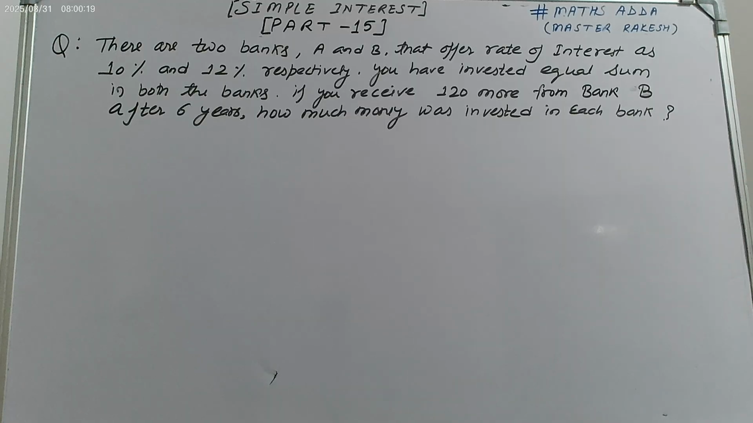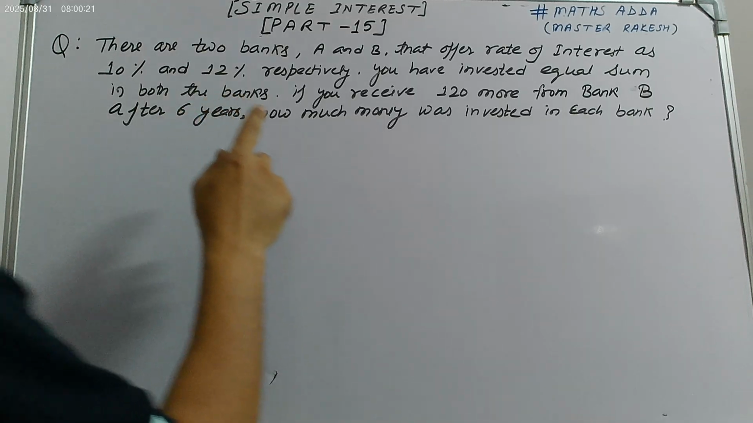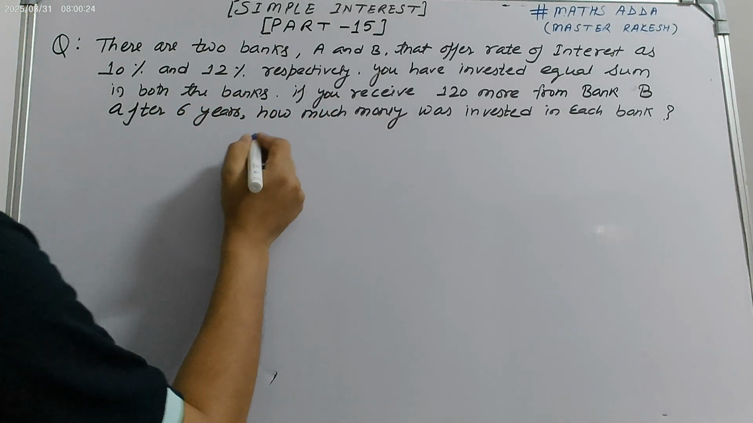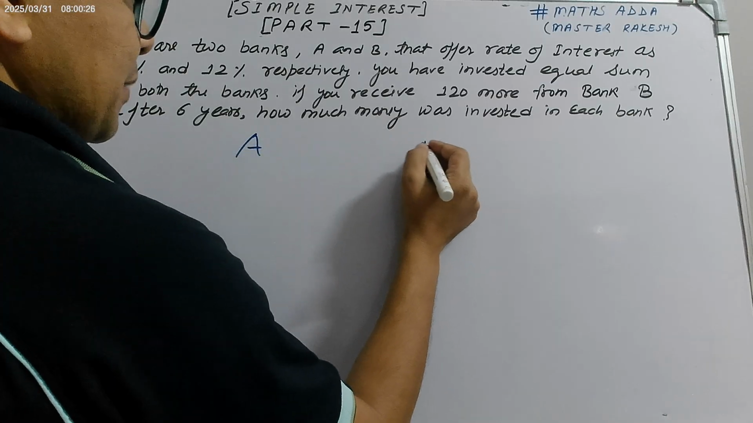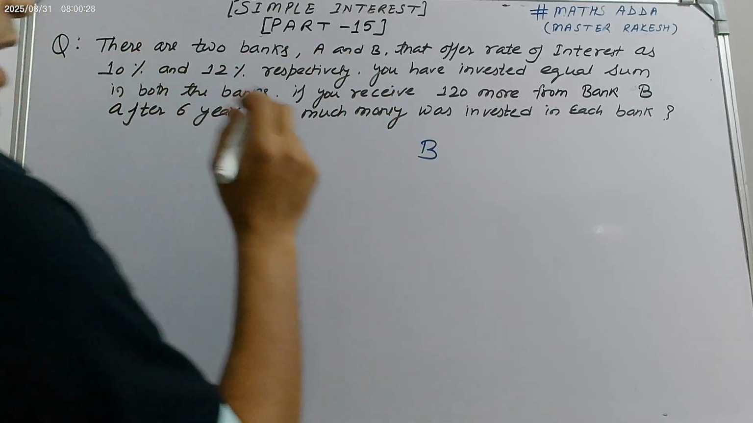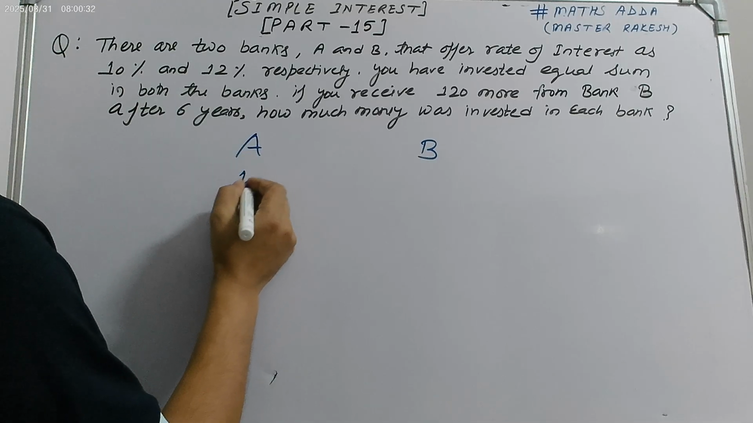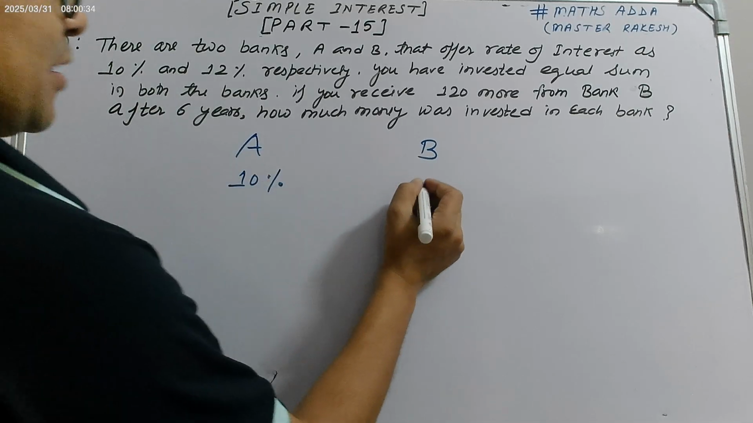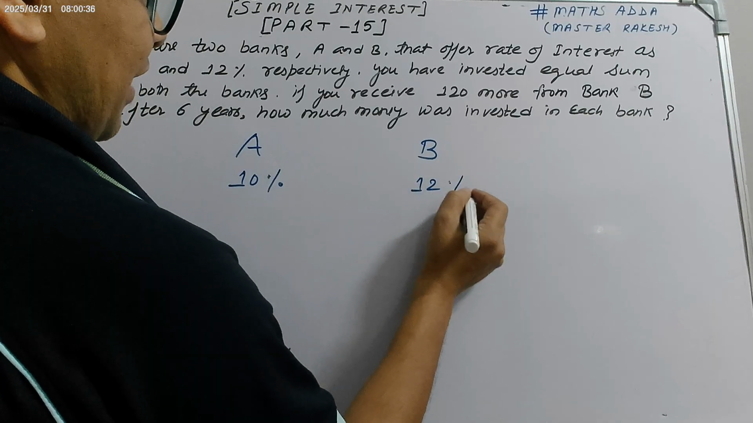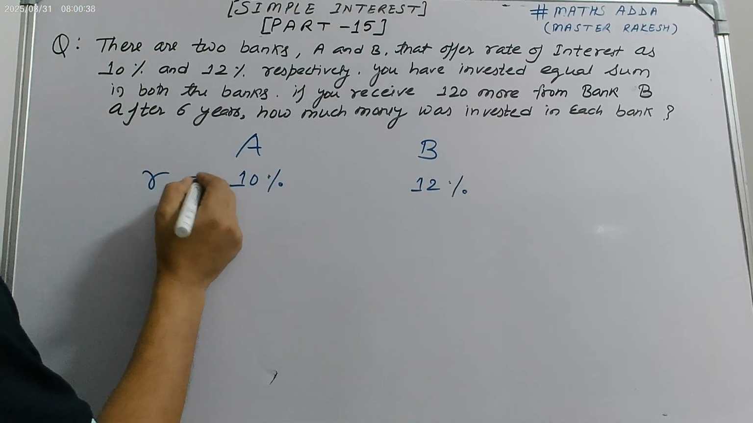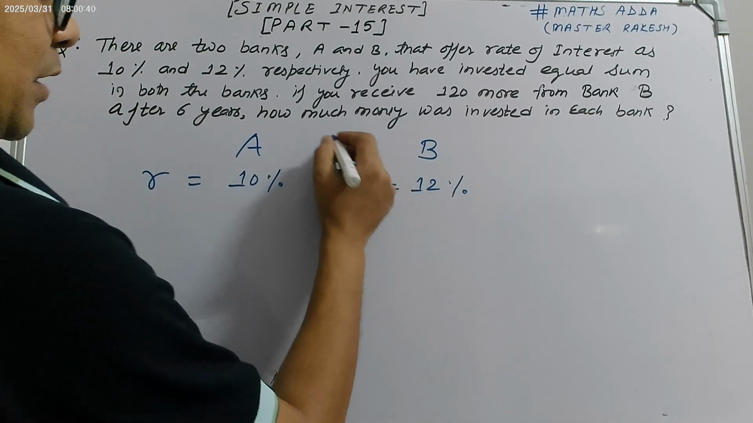This is the question of simple interest part 15. There are two banks, A and B. One bank is A, another bank is B. They offer rates of interest of 10% and 12% respectively. This one is offering 10%, this one is offering 12%. ROI, R equal to this, R equal to this.